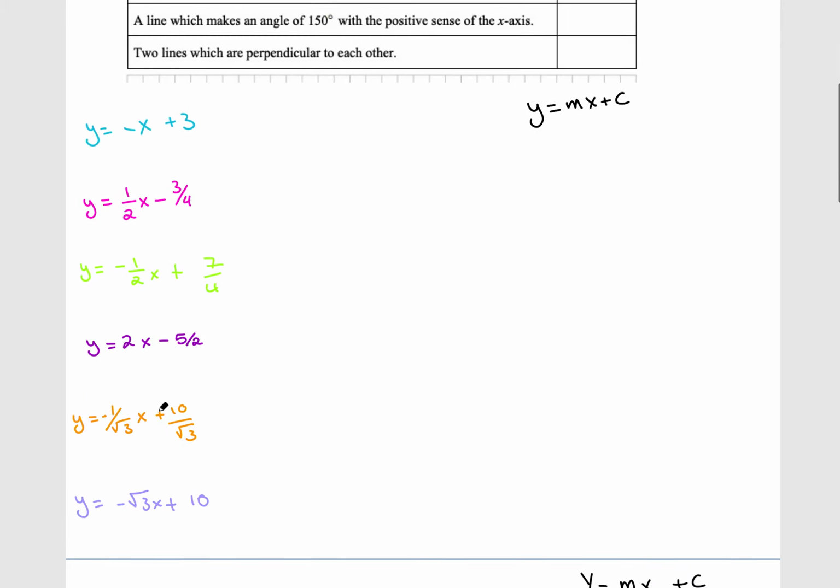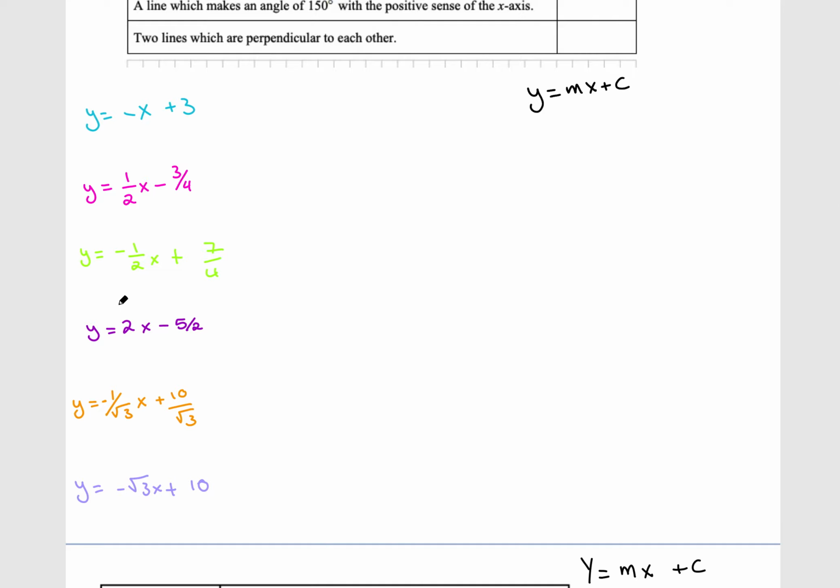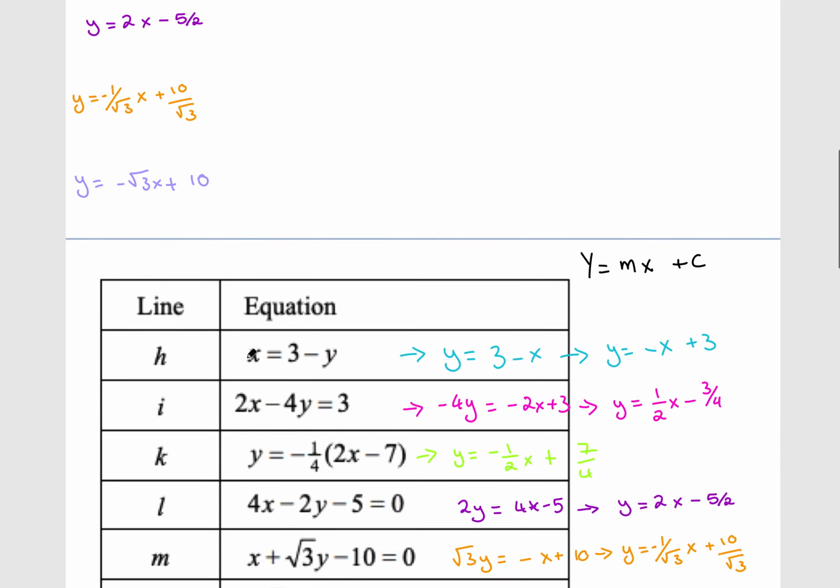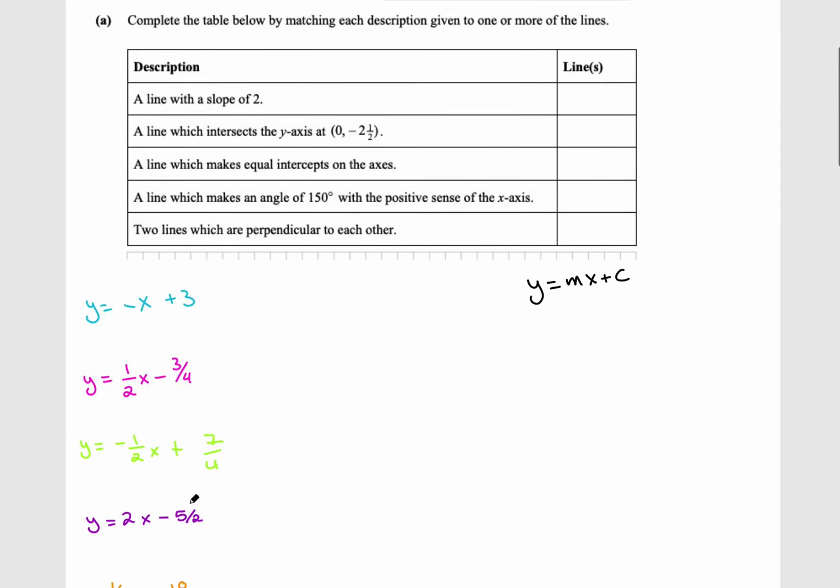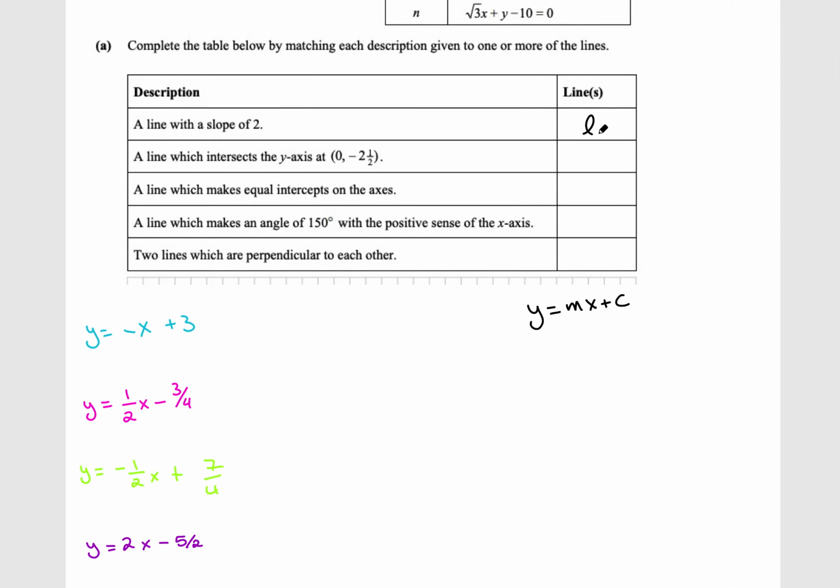If we look at all of the options, it's going to be the purple one here, which was L. So line L is what we get for the first one, because the number in front of our x is 2. The next one is a line which intersects the y-axis at (0, minus 2.5). What we know about the y-intercept, the point where it intersects the y-axis, is that it's always going to be the plus c in this formula.